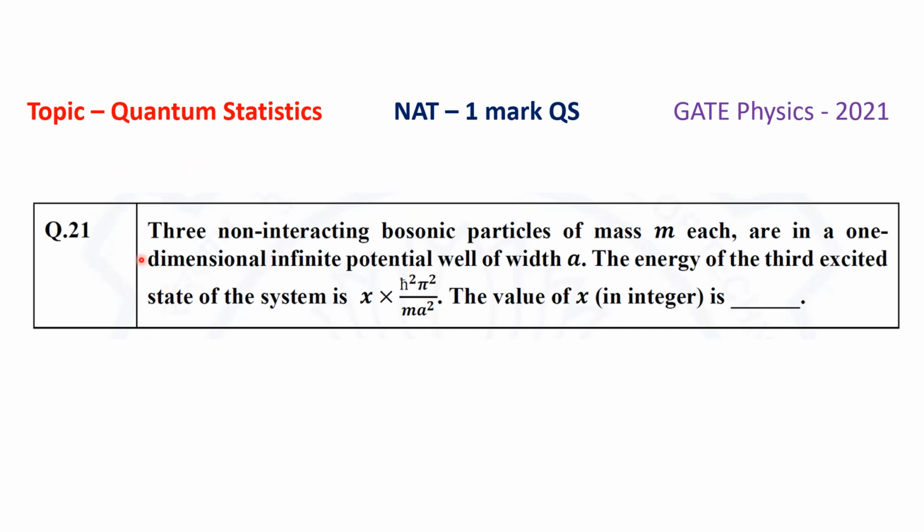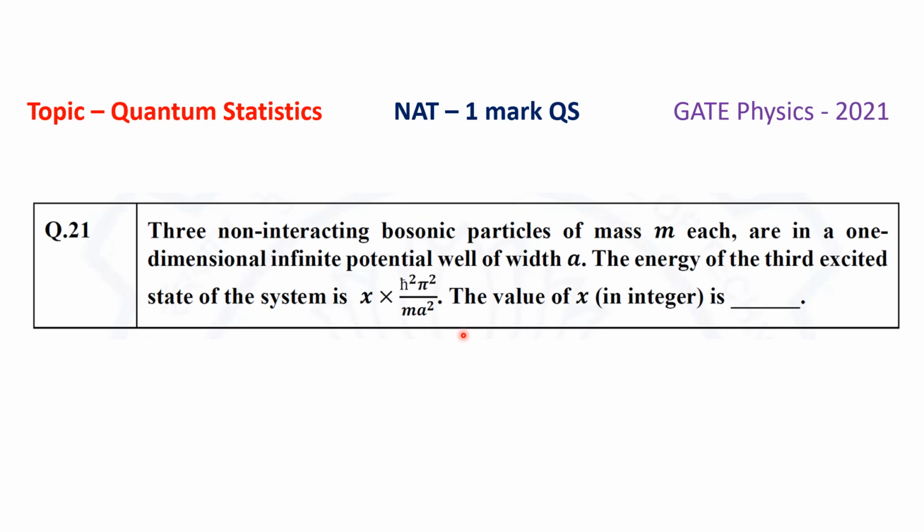The question is, three non-interacting bosonic particles of mass m each are in a one-dimensional infinite potential well of width a. The energy of the third excited state of the system is x multiplied with ħ² π² by m a². Then the value of x in the integer form is, so we have to find the value of x for the third excited state of this system.